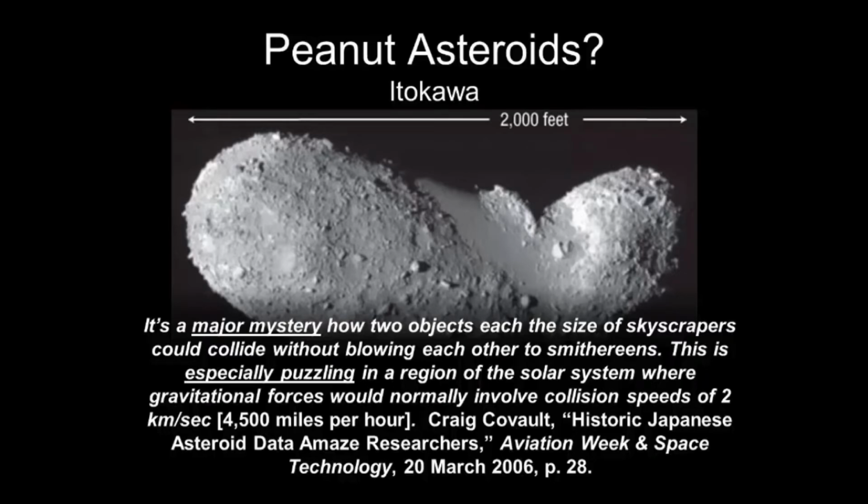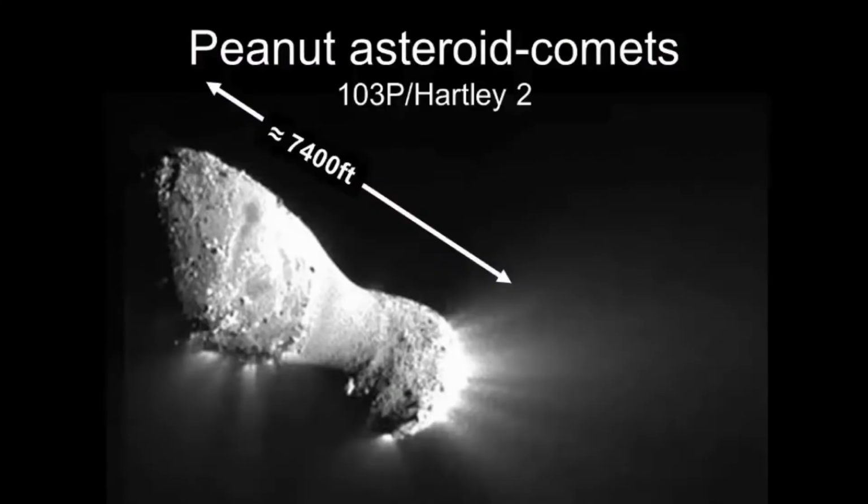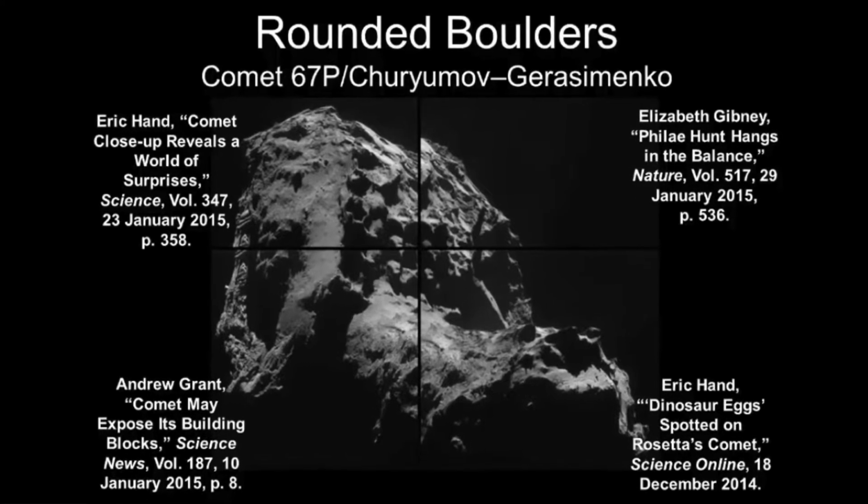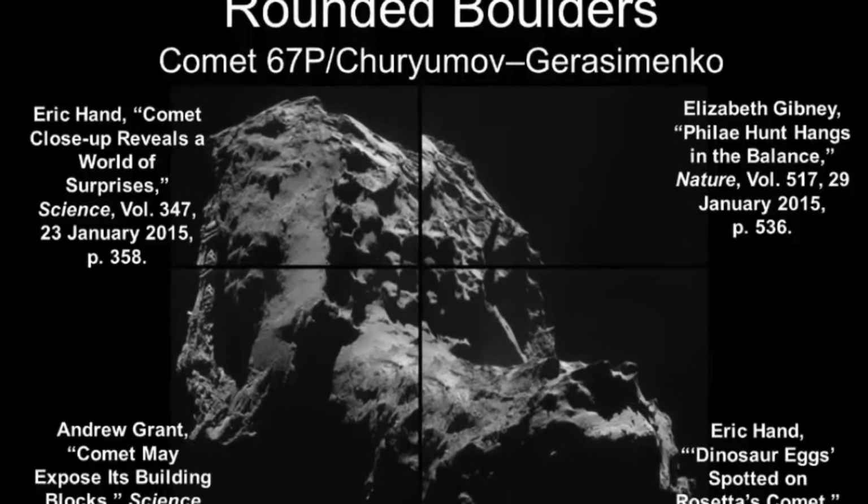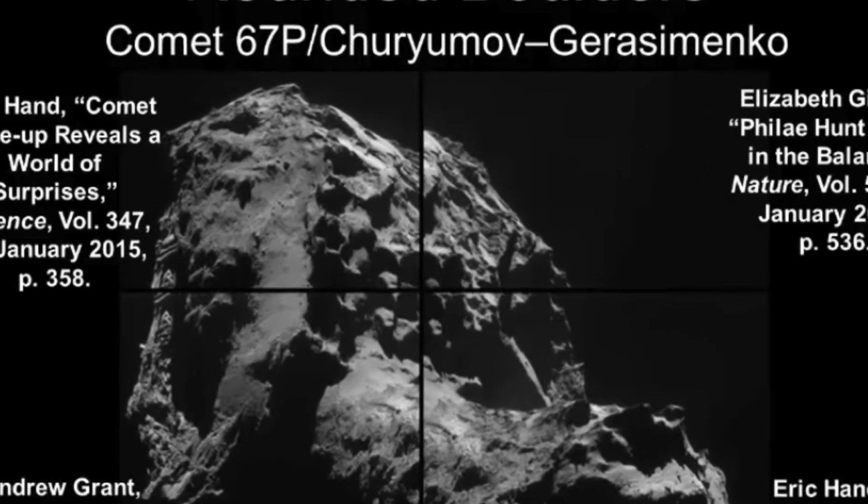Their theory is it should all break apart. But if they're all flowing together from the same place at the same speed, they're going to start to get attracted to each other. That's how you could get a moon. That's how you could get those peanut-shaped asteroids. And they've even found rounded boulders on a comet. You know, Comet 67P, rounded boulders.